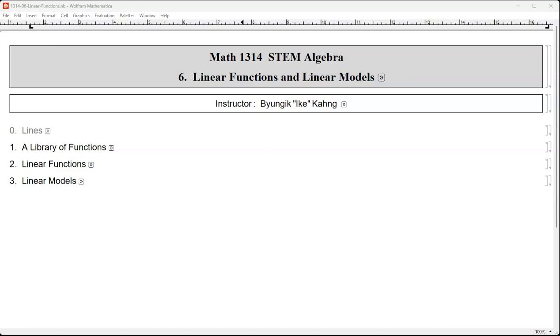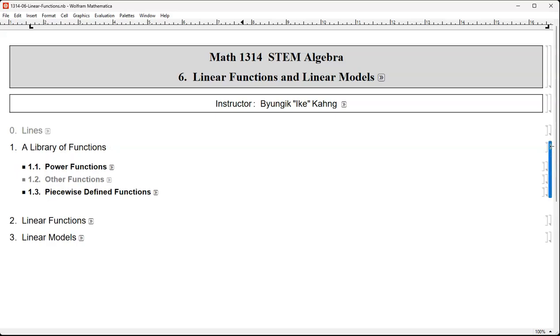Hello Math 13-14 students. Let's begin lesson 6, linear functions and linear models. Well, at least that's the title, but we're going to do far more than those. We have to cover some fallout topic from lesson 5, section 1, library of functions, that one first, and then we're going to study linear functions from section 2.